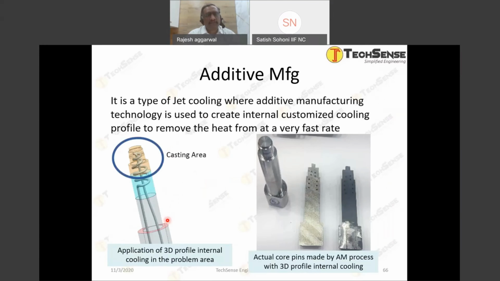Additive manufacturing is profile 3D cooling, internal cooling, right? This is part of one of the projects we did at Texans, where this is the actual core pin you see on the screen. So we designed, manufactured, and put it in the production process, and the effects are amazing.